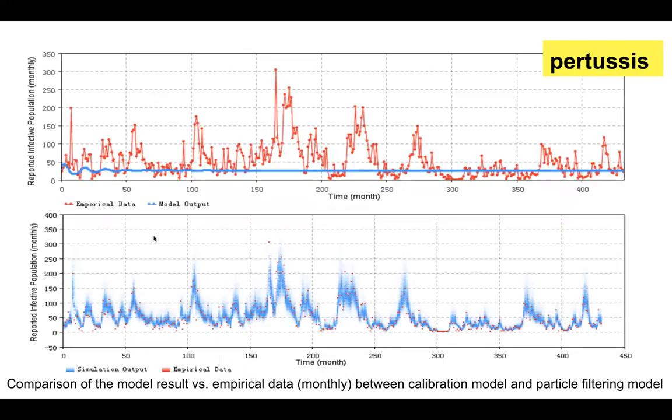This is also the comparison between the model results and the empirical data set. Since this is quite similar to the measles model, I will go over this part quickly. This part also clearly shows that in the pertussis model, the particle filtering model better traces and estimates the monthly reported cases, much better than the deterministic calibrated model.